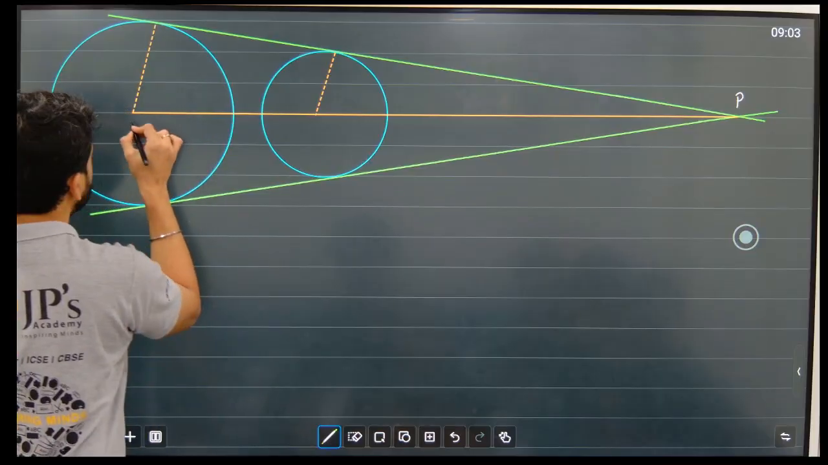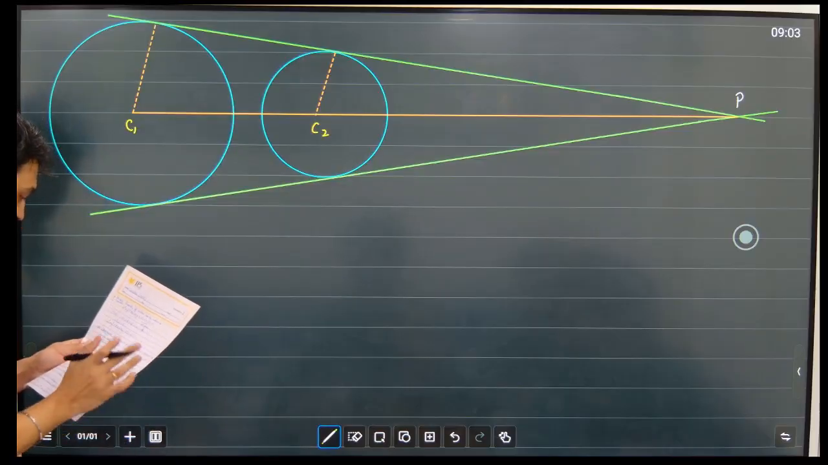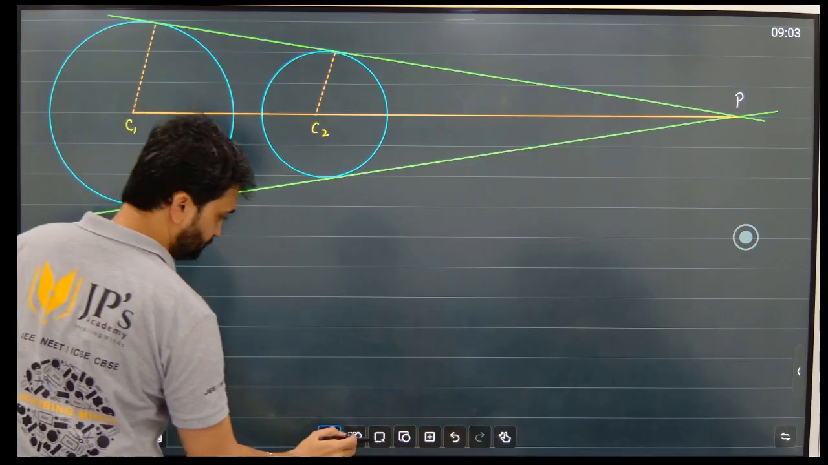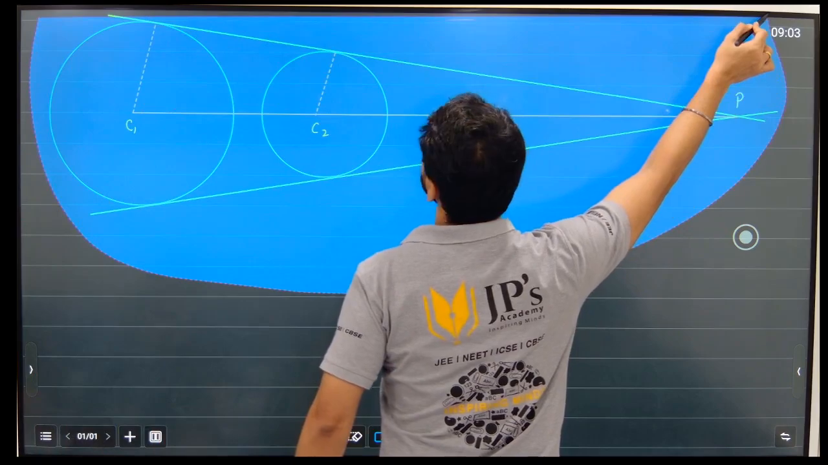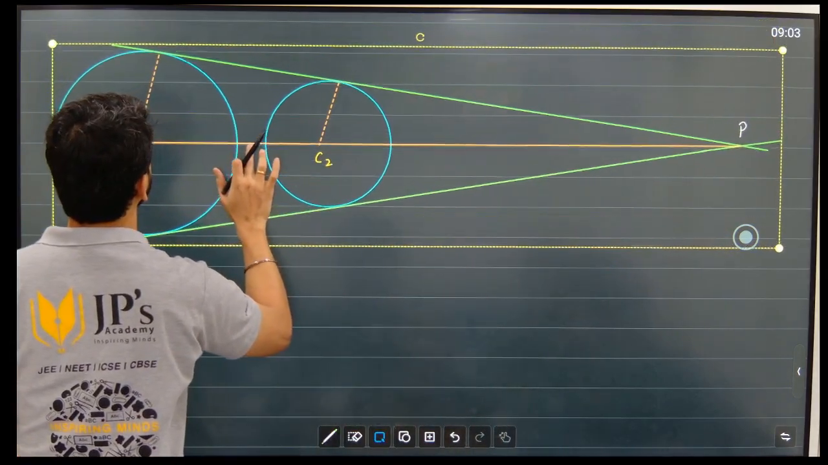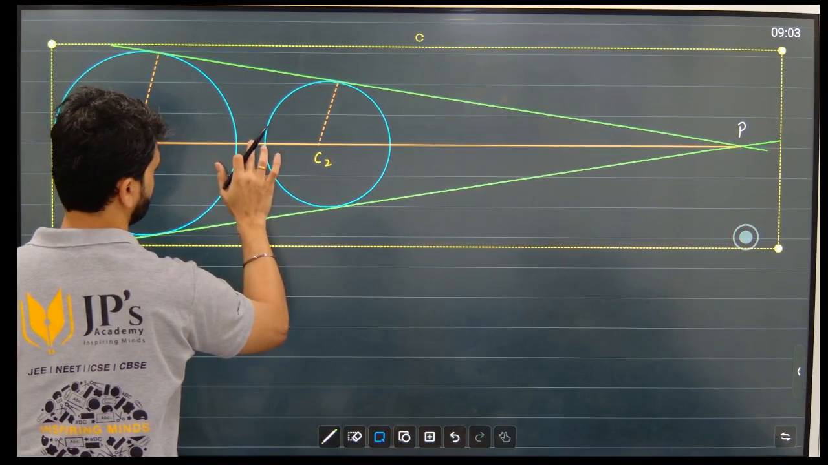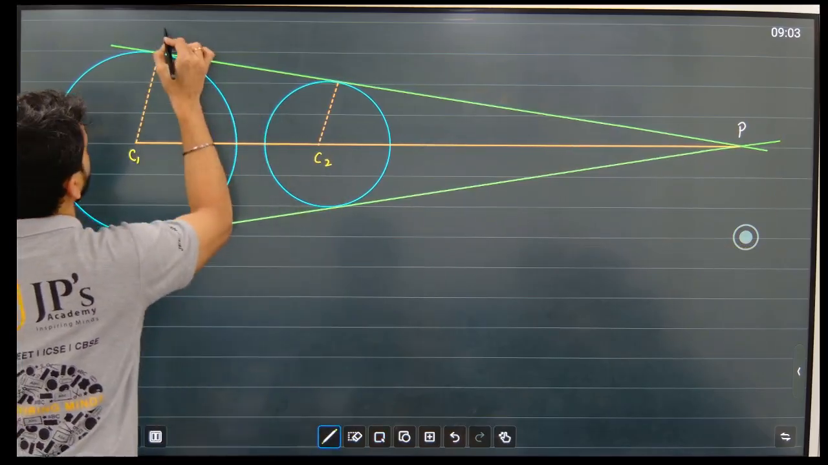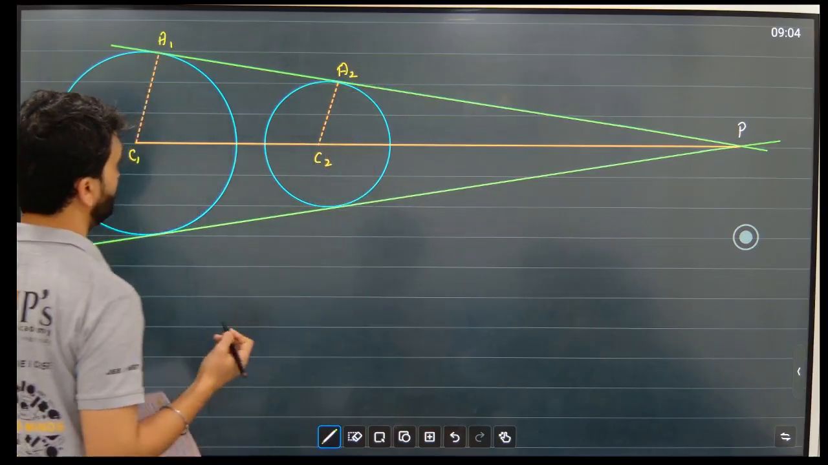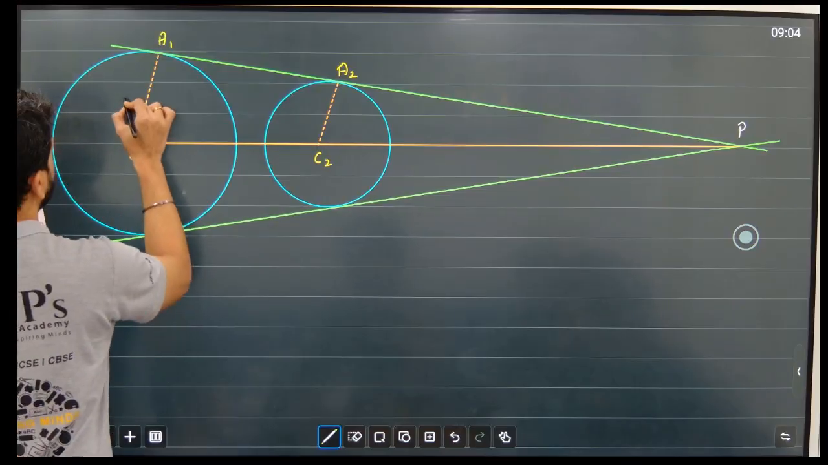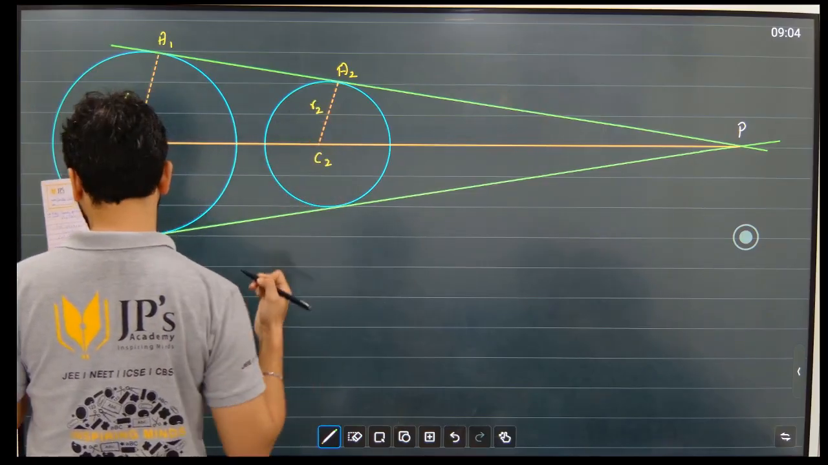This is your center C1. This is your center C2. It touches at, I will take this as A1, and I'll take this as A2. This is the radius of the first circle. This is the radius of the second circle.